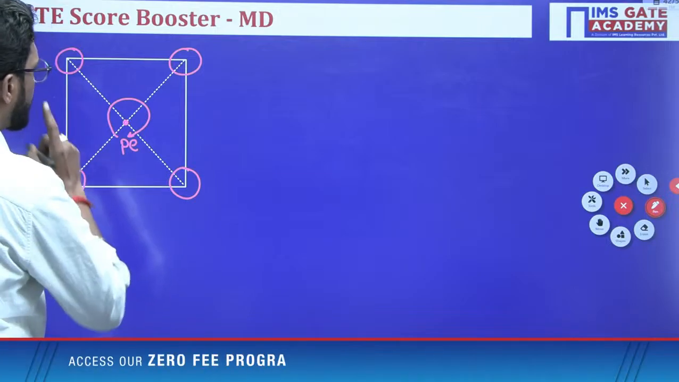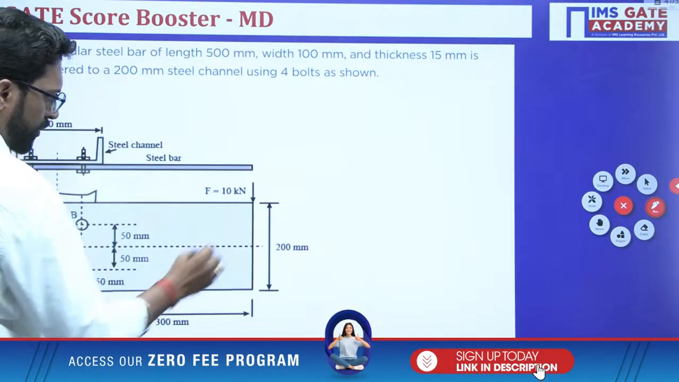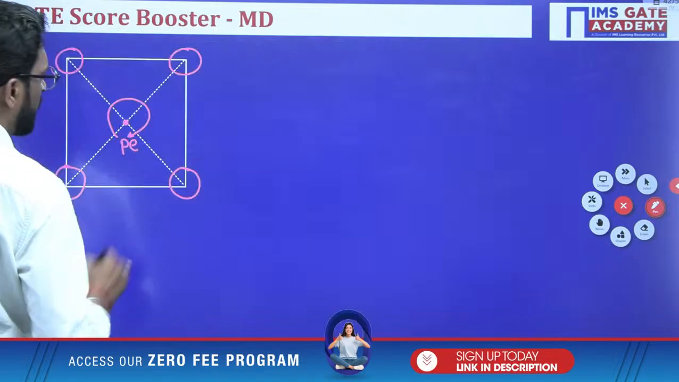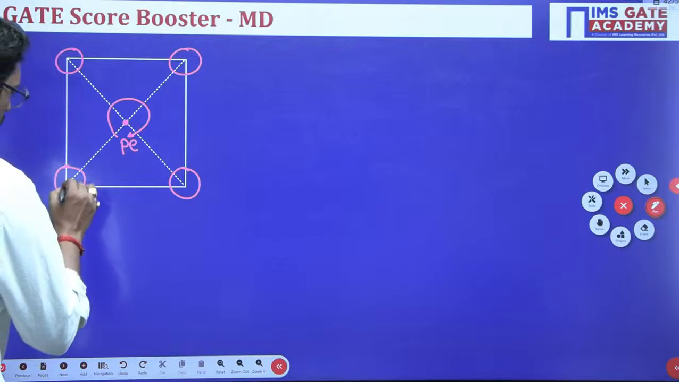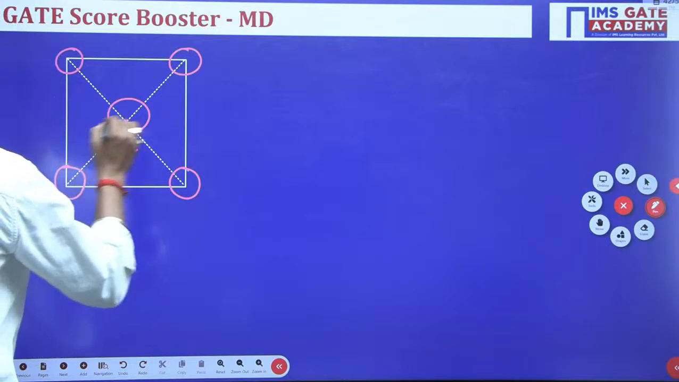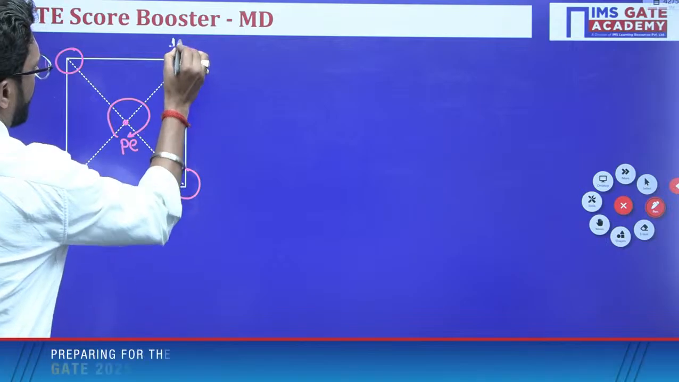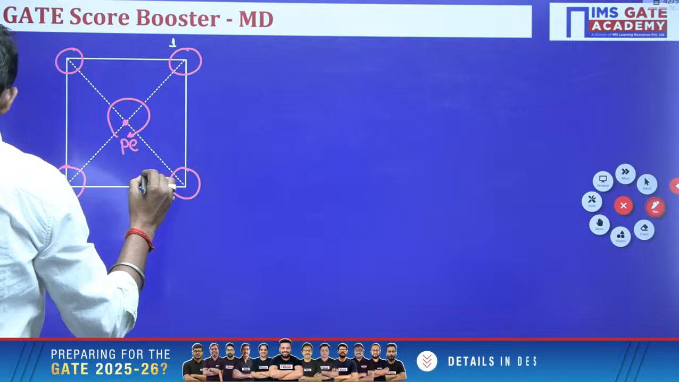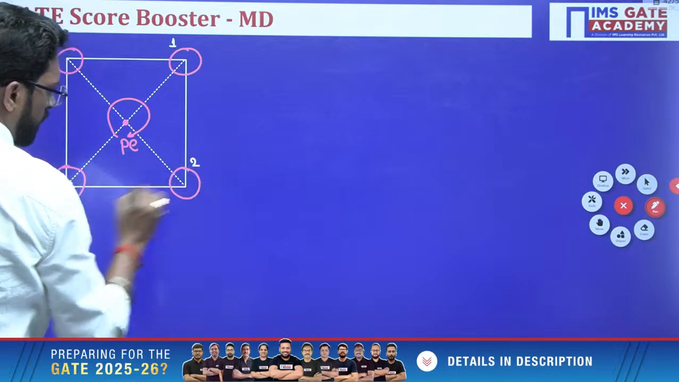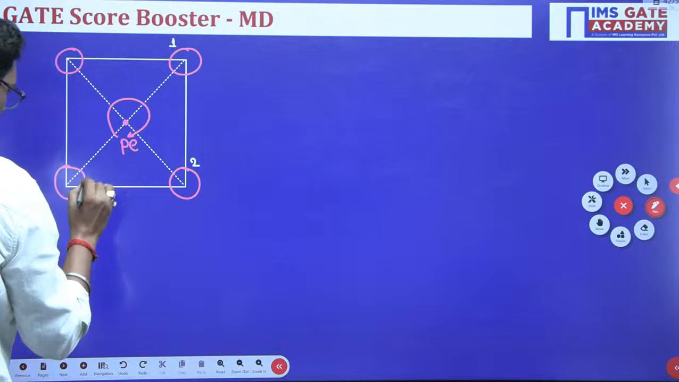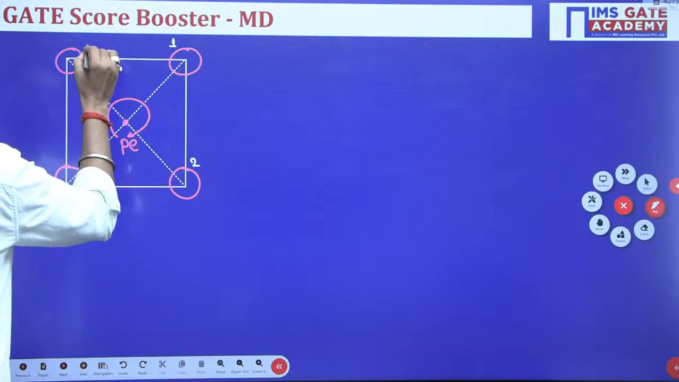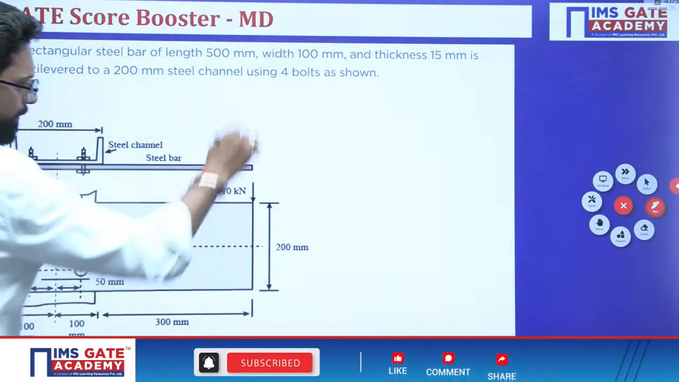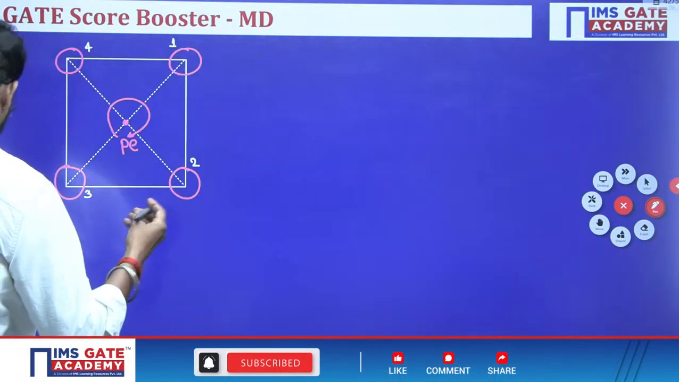Now there is a direct load and a shear load. Due to this force, there is a direct load, a primary load, and a secondary load. So the direct shear load is downward. Let's suppose these are rivets 1, 2, 3, and this is 4. There are 4 rivets. So the direct load is in this direction. Load is applied in this direction. You can take any direction.